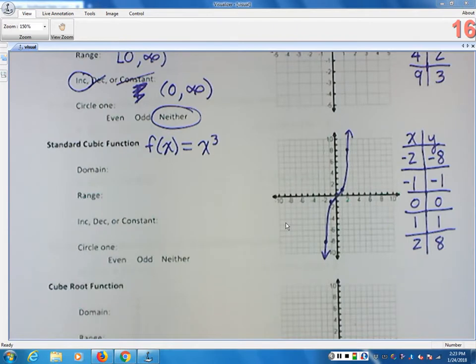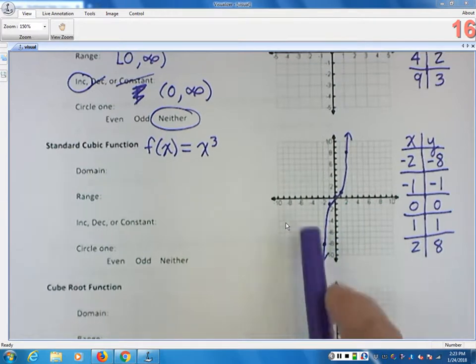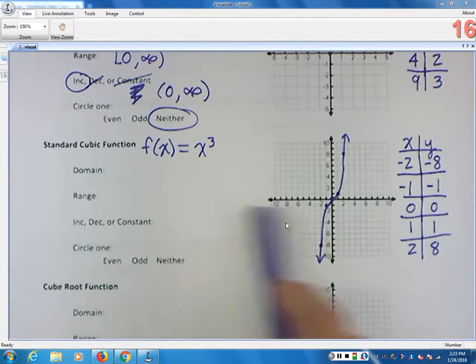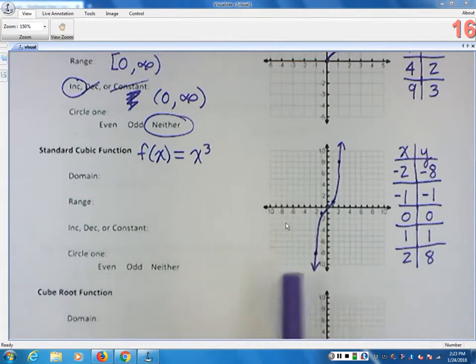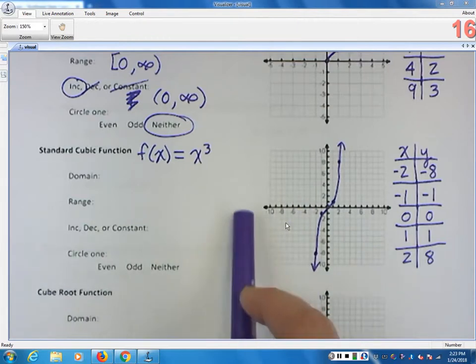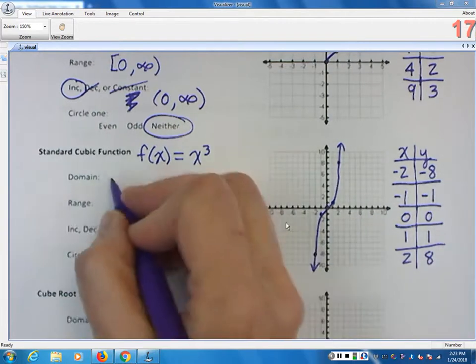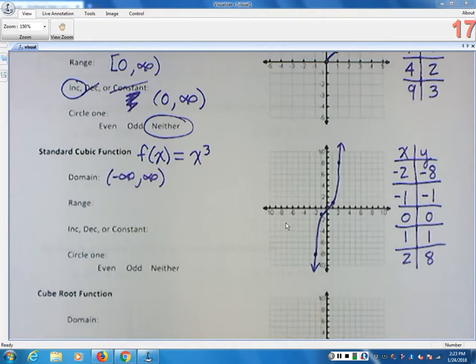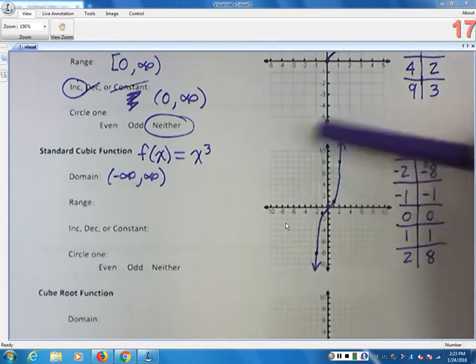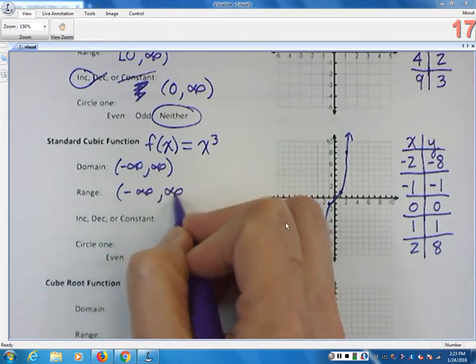So what's the domain? Project to the x-axis. It's going down at an angle, but this way it's negative x. It keeps going even though it's at a steep angle. It keeps going, and this way also, so the domain is minus infinity to infinity. What's the range? Project to the y-axis. You can pretty easily see it's minus infinity to infinity.